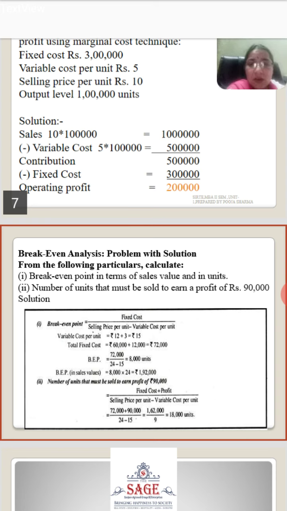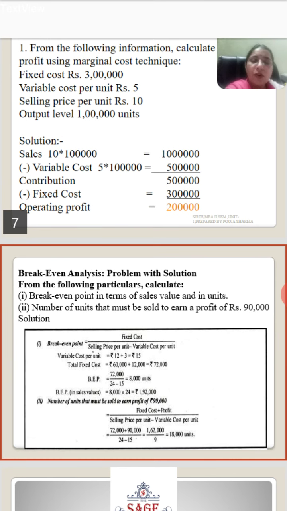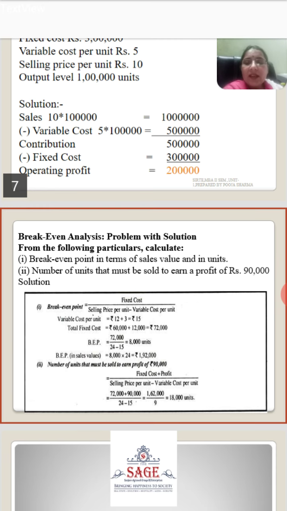When we take the sales amount in total rupees, we need to multiply the per unit selling price with the number of units. The fixed cost is also given in total form. You will not find per unit fixed cost anywhere. Break even analysis problem: you can see the solution of this problem.